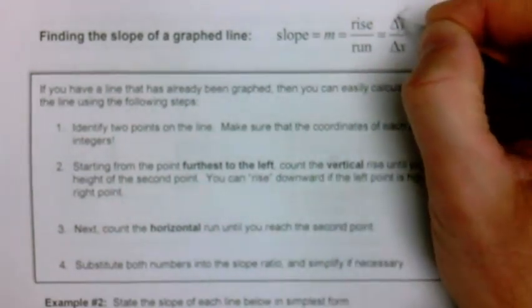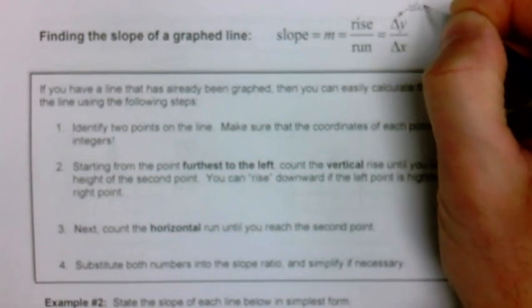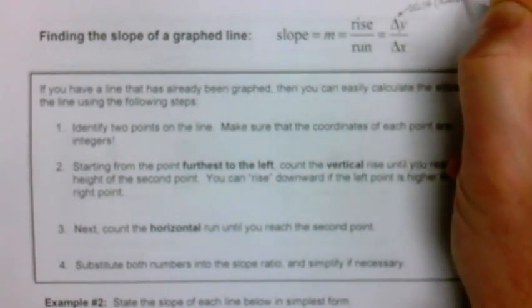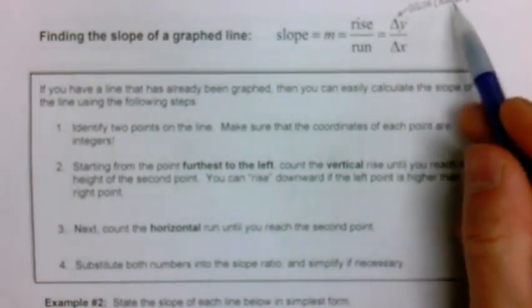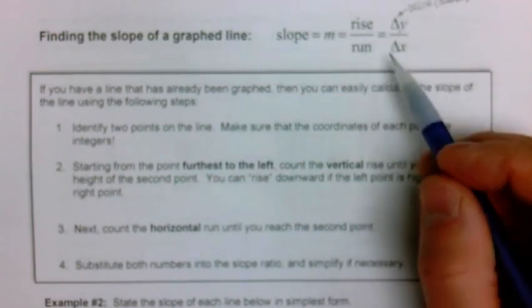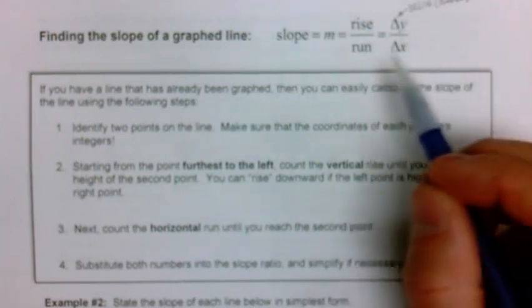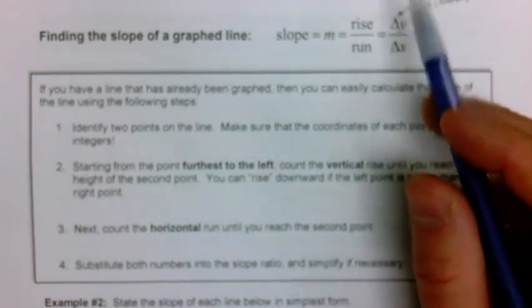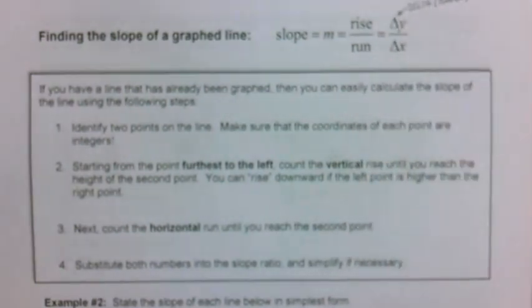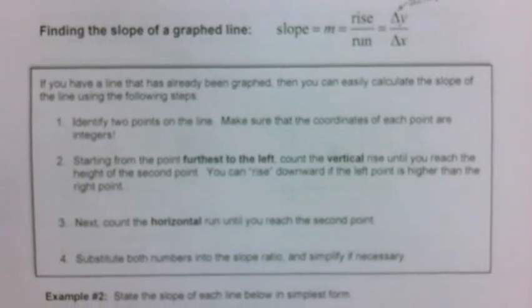This symbol right here is the symbol delta. And delta means change in this example. What's the change in the y values, which is the vertical axis, over the change in the x, which is the horizontal axis. The vertical rise over the horizontal run. That's what we're going to be finding here when we have a graphed line.